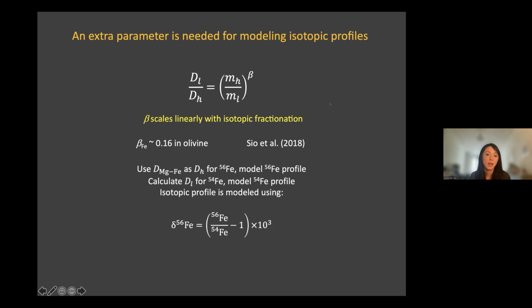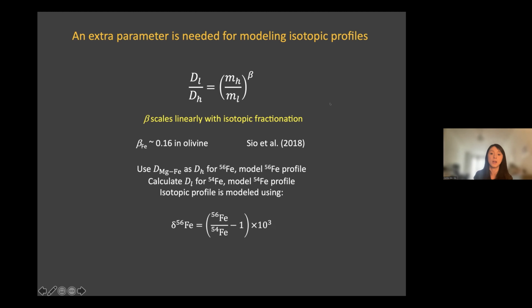So to model these isotope profiles, I would use a diffusion coefficient for interdiffusion of magnesium and iron and use that as the diffusion rate for the heavy isotope, so iron-56, and model the 56 profile using that D. And then I would use beta to calculate the diffusivity for the light isotope, which in our case is iron-54.